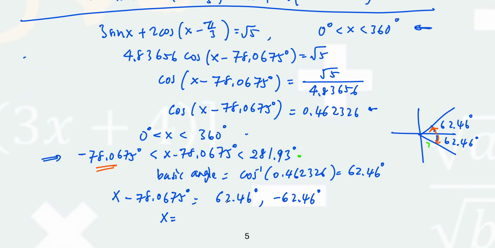Therefore, I will get 62.46 plus 78.0675 degrees, which is going to be 140.55 degrees, and the other one is 15.61 degrees. Now, we must remember the angle in degrees must be to one decimal place. So here you round up: it will be 140.6 degrees and the other one is 15.6 degrees. Alright, so that's all for this working.